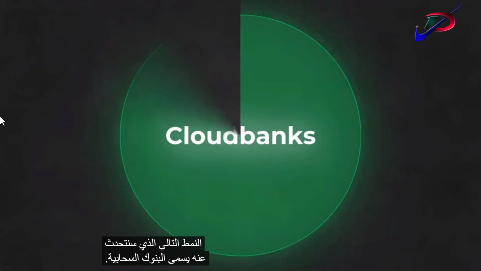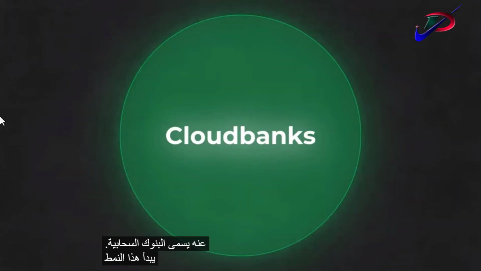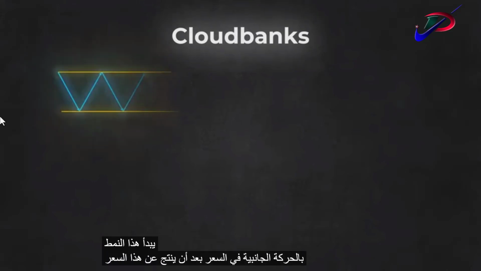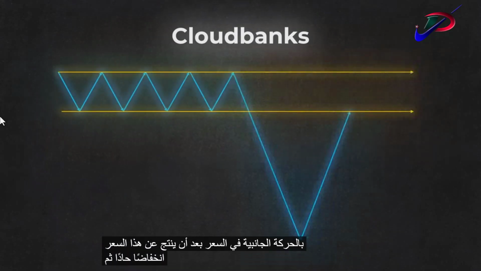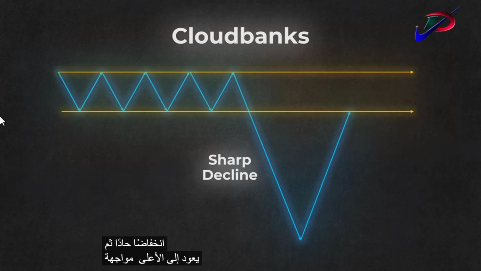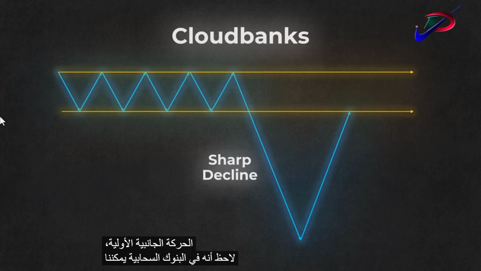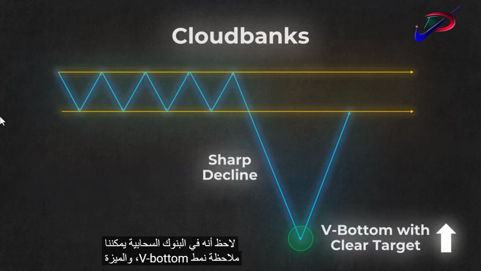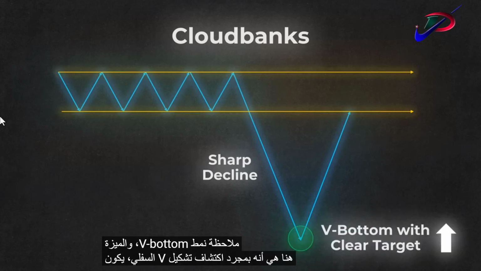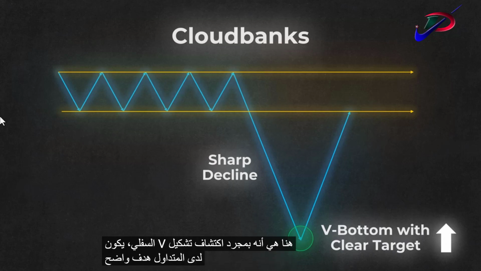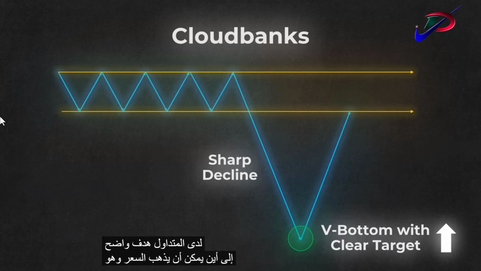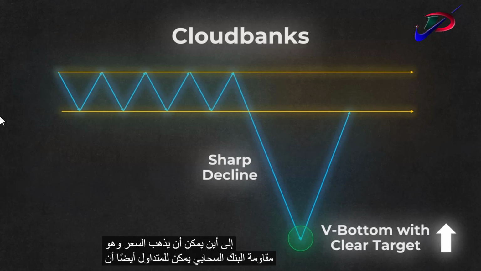The next pattern we are going to talk about is called cloud banks. This pattern begins with a lateral movement in price. After that, price produces a sharp decline and then comes back up to encounter the great resistance produced by the initial lateral movement. Notice that in the cloud banks, we can observe a V-bottom pattern. The advantage here is that once the V-bottom formation is spotted, the trader has a clear goal to where price can go, which is the cloud bank's resistance.